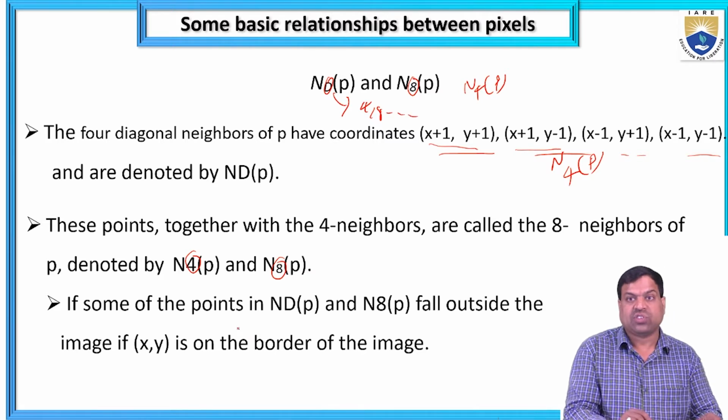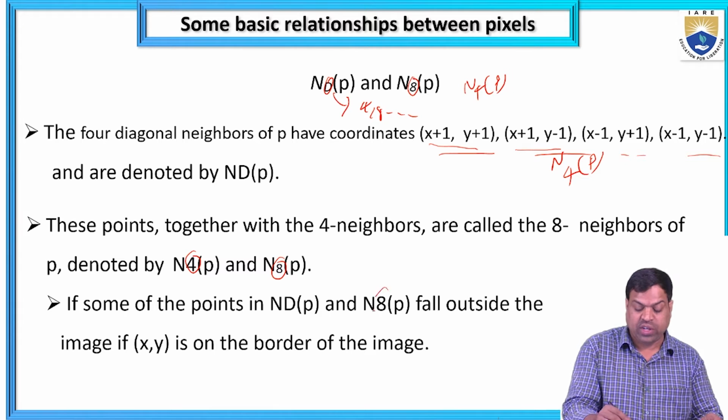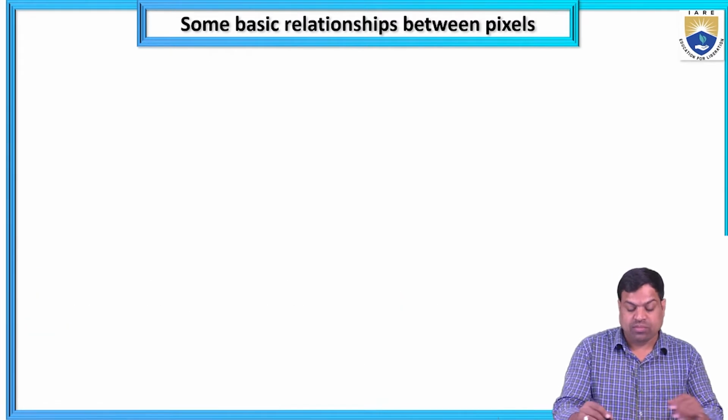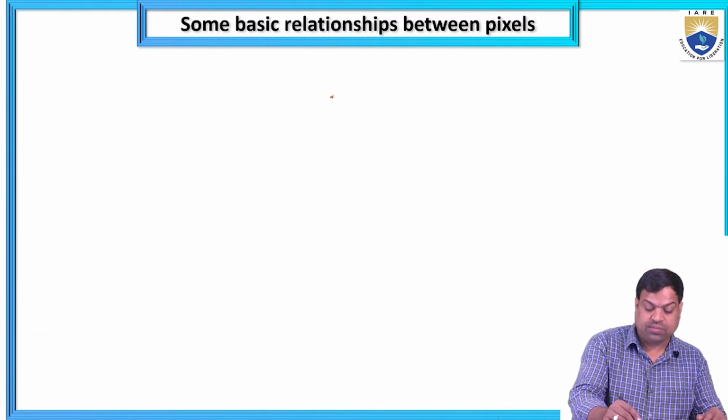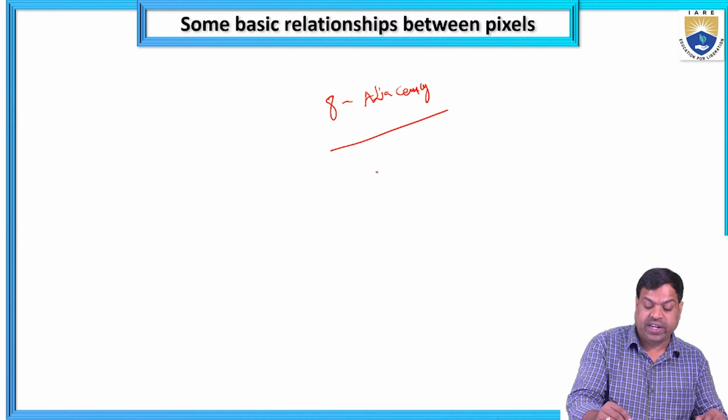If some points in ND of p and N8 of p fall outside the image, f of x, y is on the border of the image. N8 means 8 neighbors are there, D means diagonal neighbors, and 4 means 4 neighbors are there. If I am taking 8 adjacency, I am taking a 3 by 3 matrix.